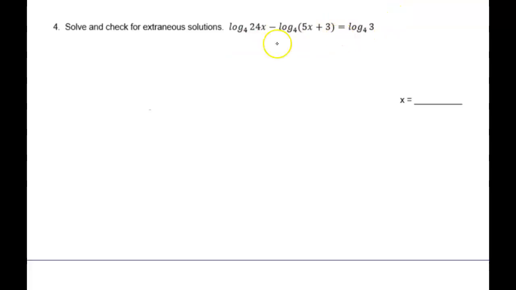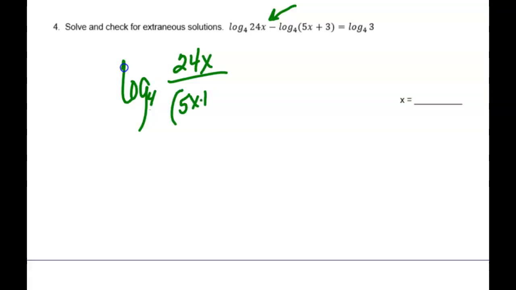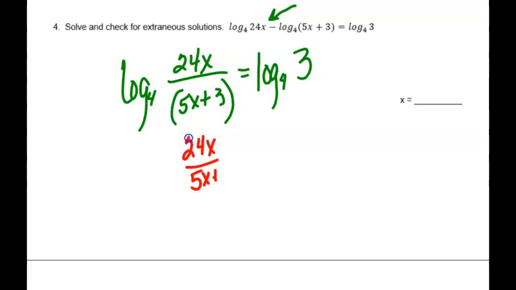This one is going to be one where we can get rid of the log because there's a log on everything and there's a log on each side. But we have to condense first. So what is a minus going to become? So we have the log base 4 of 24x over the quantity 5x plus 3 equals the log base 4 of 3. Then we can get rid of the log. So we have 24x over 5x plus 3 equals 3 over 1.